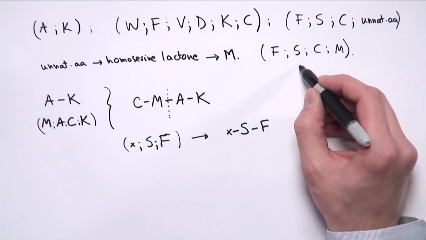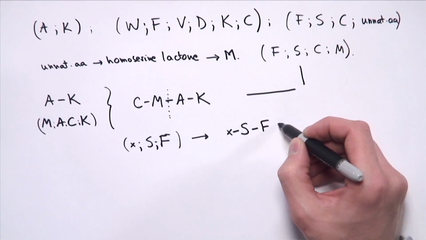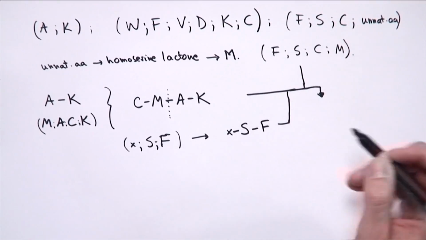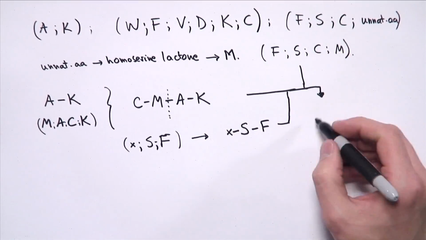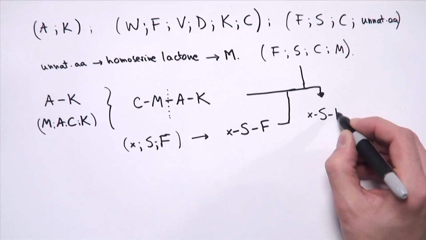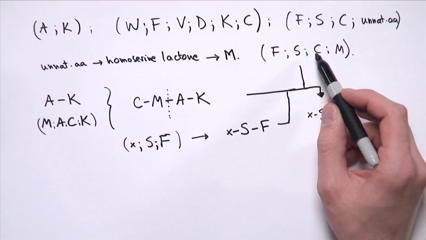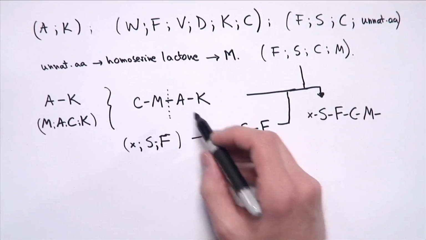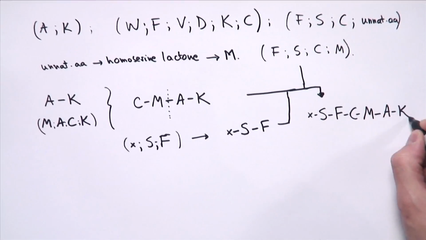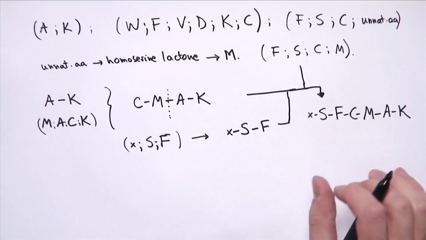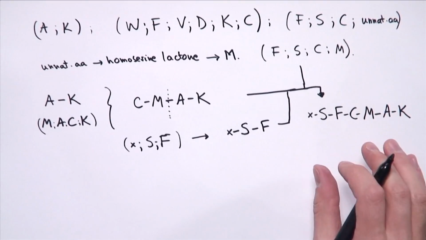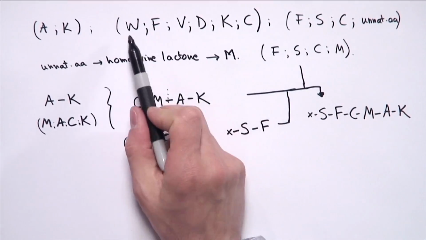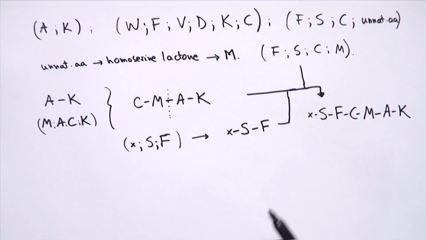So putting these three things together, we can come up with the sequence for this strand, which is going to be X, S, F, then C, M, and then A and K. So this is probably one of the peptide chains in our mystery protein. Then, of course, the other is going to be composed of these amino acids.